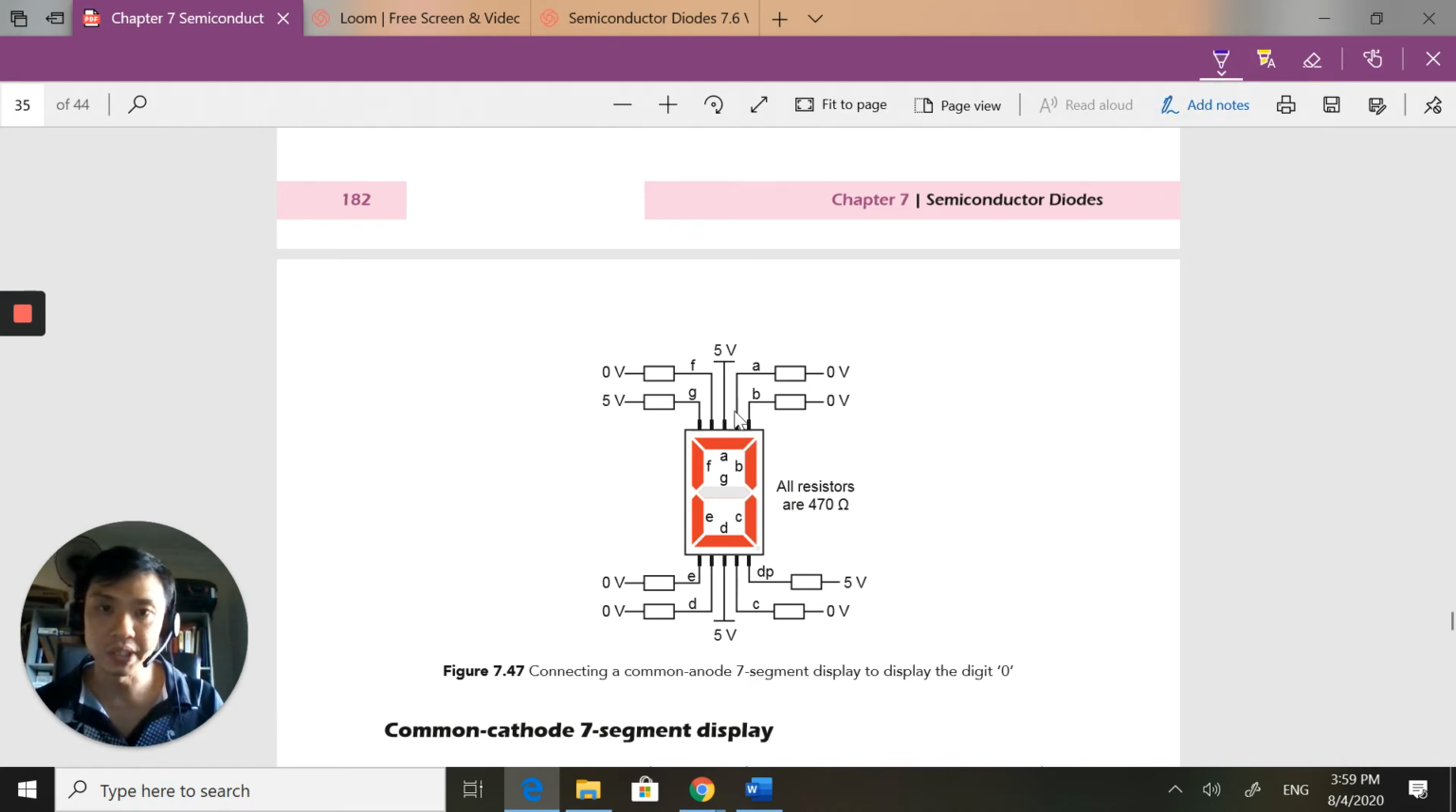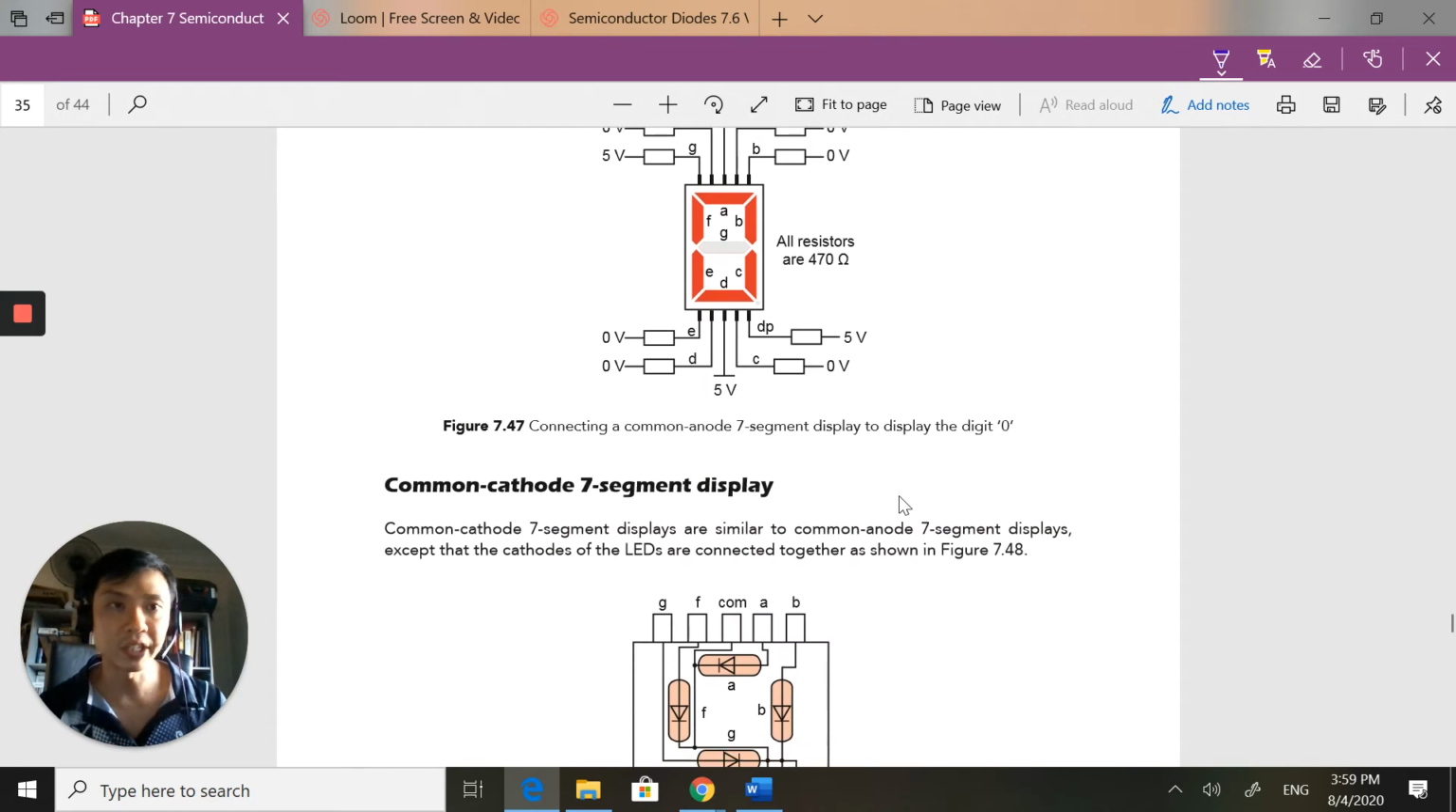So A will be 0, B will be 0, C will be 0, D will be 0, E will be 0, F will be 0, but G, if you look here at G, I put a 5 volts here. Okay, so that's why G will not light up, because 5 volts and 5 volts does not have a potential difference, current will not flow.